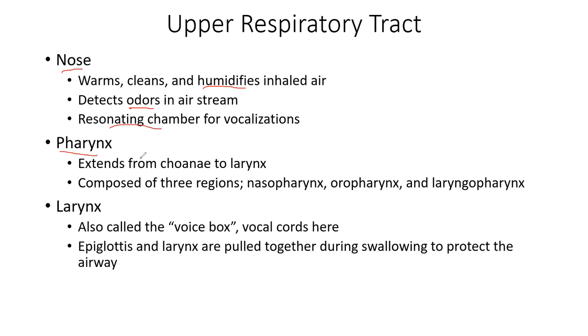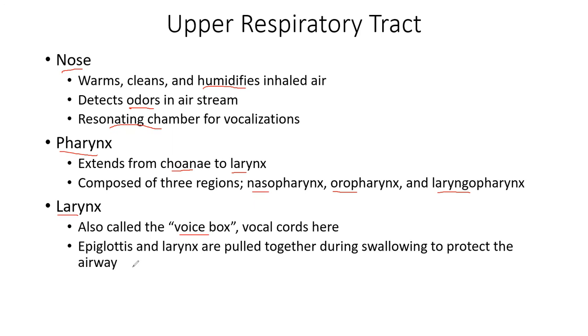The pharynx is from those choanae that I was telling you about to the larynx, where the voice box is. This is all the pharynx, and it is broken up into three regions: the nasopharynx, which would be the upper region, the superior; the oropharynx, which would be the back of the throat; and then the laryngopharynx, which would be right around where the larynx is. The larynx is the voice box. This is where our vocal cords are, and we are able to make sound by passing air across these.